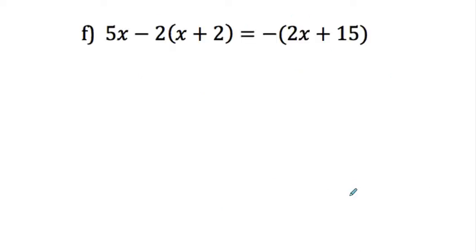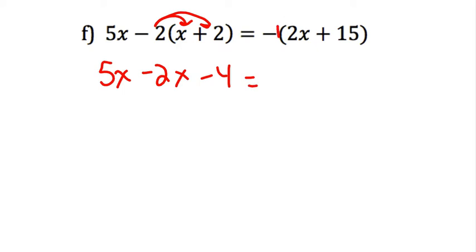So first up, I have distributive property. I'm going to multiply that through, but let me first bring down my 5x. Negative 2 times x is negative 2x. Negative 2 times 2 is a negative 4. Over here, again, a negative 1. Let's multiply that through. Negative 1 times 2x is negative 2x. And negative 1 times 15 is negative 15.